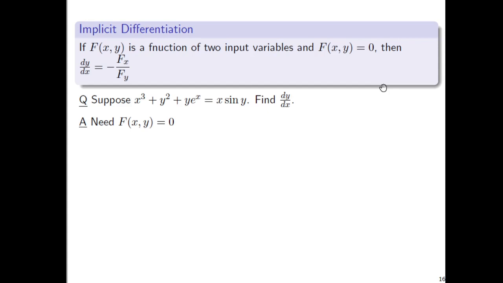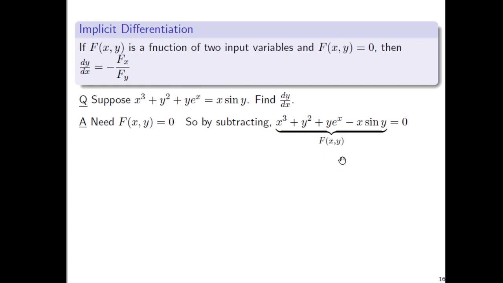Well, let's create that. Subtract on both sides. If this equation is true, then you have x cubed plus y squared plus y e to the x, that was the left side, minus x times sine of y equals 0, right? So that's just an equation that's true. Then we'll take the left side, which we know is equal to 0 because of the equation up here, and call that capital F of x comma y. So we have created a function. It's a little creative, I get, but we created this function so that we can apply this implicit differentiation formula.